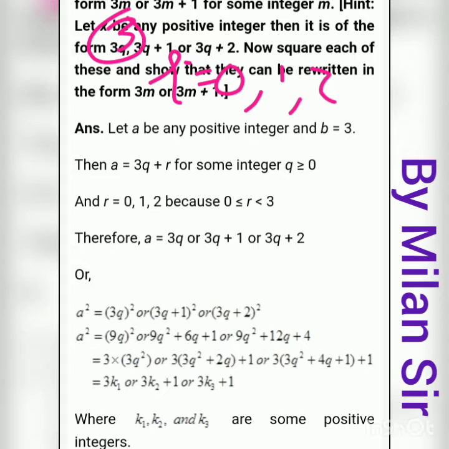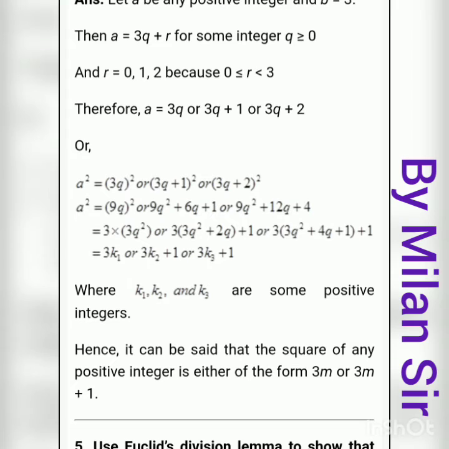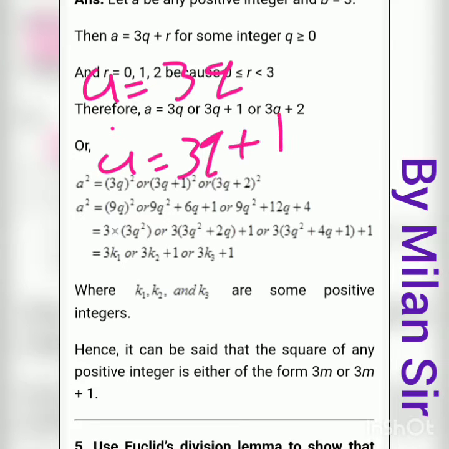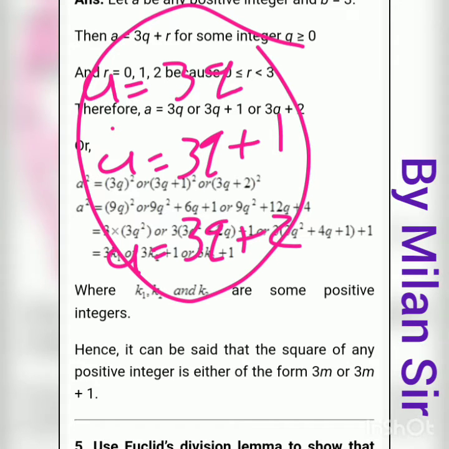So what are the possibilities for r? r can be 0, 1 and 2, so total 3 possibilities we have for a. If we take r equal to 0, then 3q plus 0, so 3q only. If we take r equal to 1, then 3q plus 1. And the third possibility, 3q plus 2, if we take r equal to 2. Here we need to prove this for all these 3 possibilities. In question number 2, we only needed to prove for the odd integer, but here it is not given in the question, so we need to prove this for all these 3 possibilities.